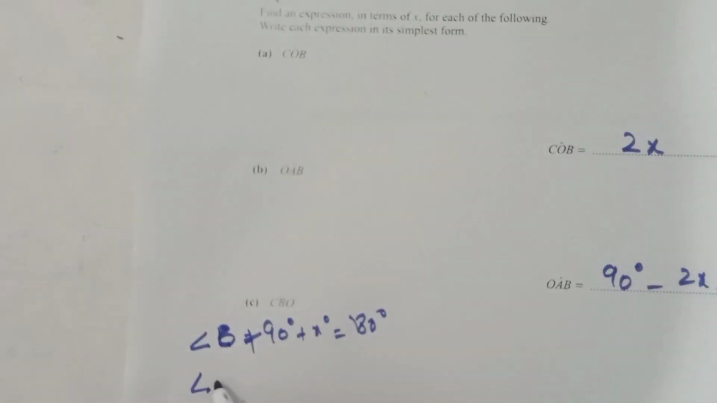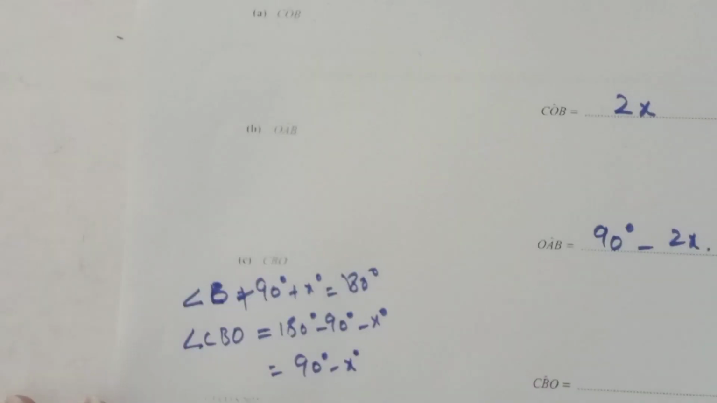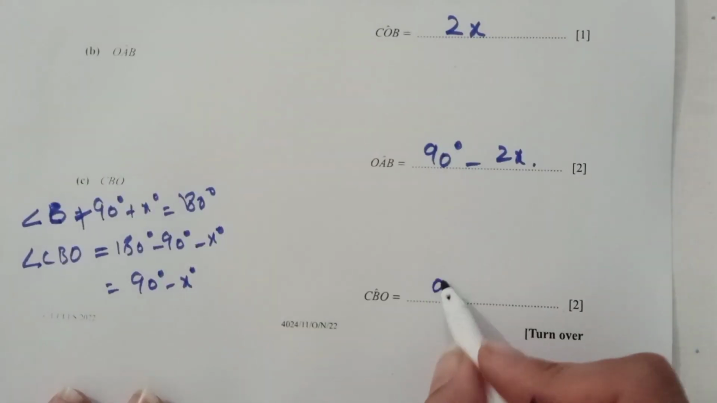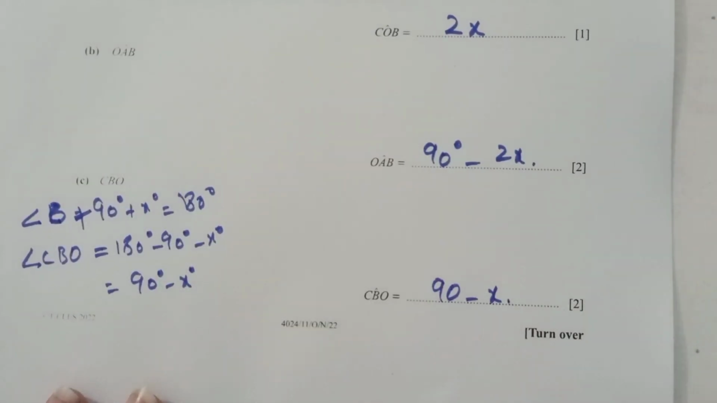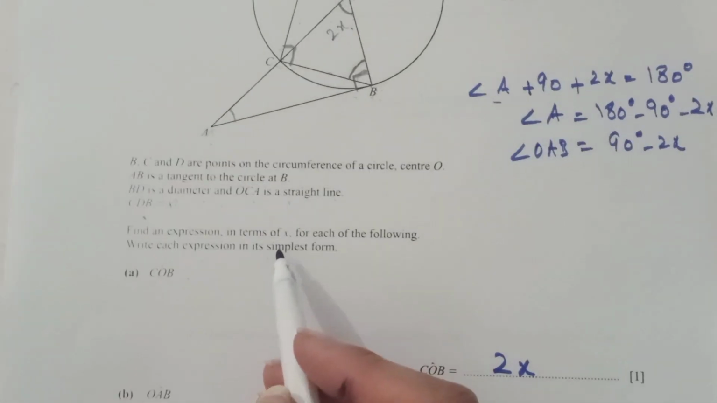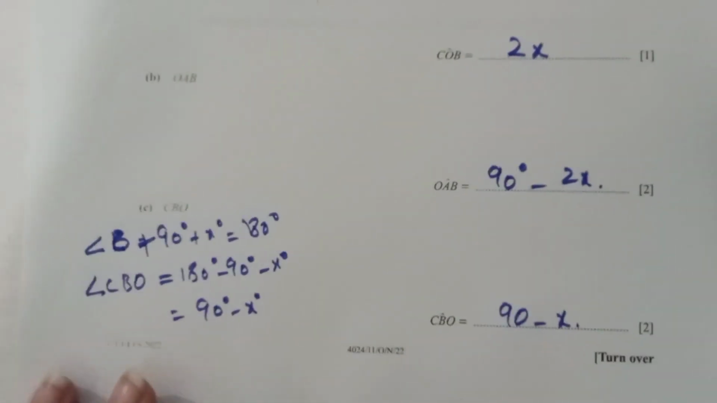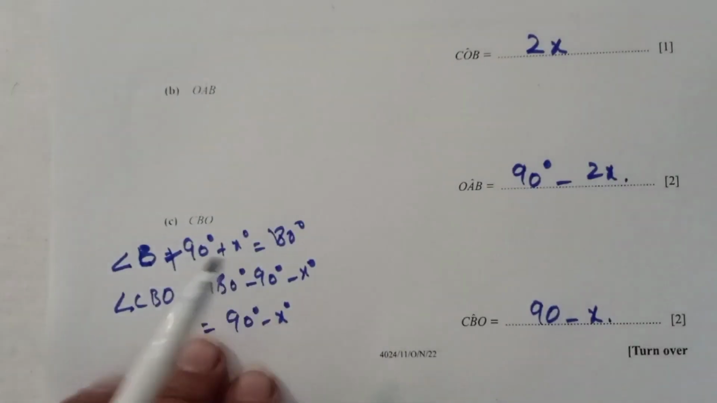By finding angle CBO, we have to subtract 90 and minus x, and we get 90 degrees minus x. Now students, this is the answer of angle CBO. We have to write there 90 minus x, and we have to find the expression in terms of x. Now this question number 14 is also solved.